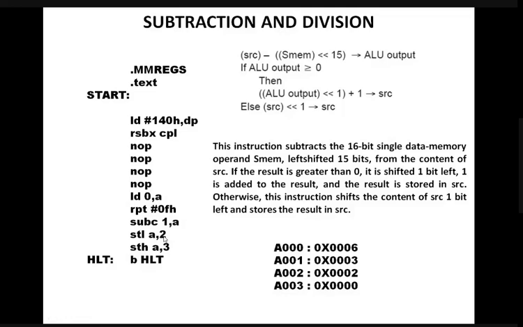The quotient will be there in the lower word of the accumulator, and the remainder will be there in the higher word of the accumulator. 6 divided by 3, the quotient is 2. So 2 will be stored in the data memory location 2. STLA means store the lower word of the accumulator, which is the quotient, to the data memory location 2, and store the higher word of the accumulator to the data memory location 3. The remainder is 0, hence in A003 we have 0, and then you are stopping the operation. So these are all just to warm up on how to perform addition, subtraction, multiplication, and division.